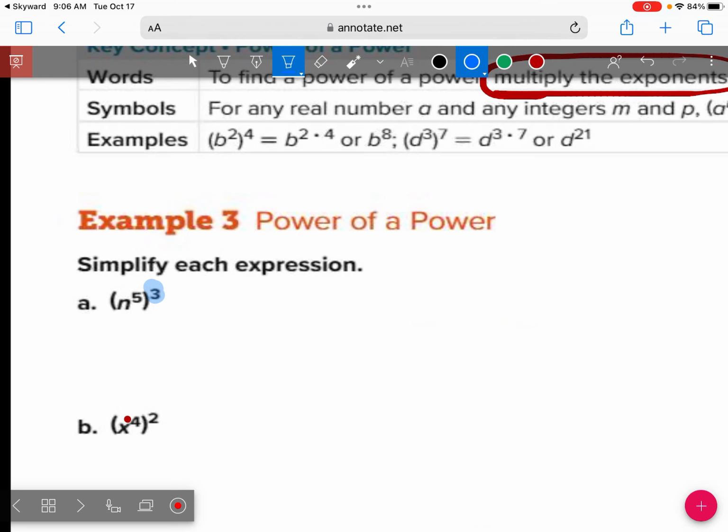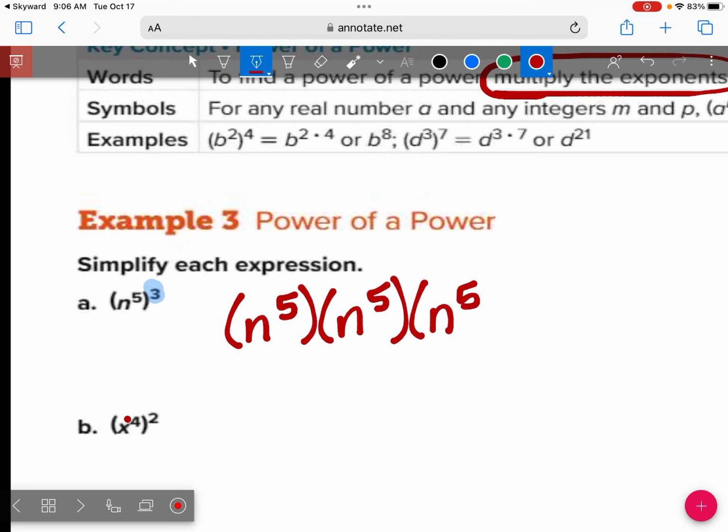This time we multiply 5 times 3. Because what that really means is I have x to the 5th, 3 times. That's what an exponent is. An exponent is a way to show repeated multiplication. So instead of writing it out 3 times, we just multiply. We get x to the 15th. So for my second one, instead of adding 4 plus 2, I'm multiplying it. 4 times 2, which would be x to the 8th.